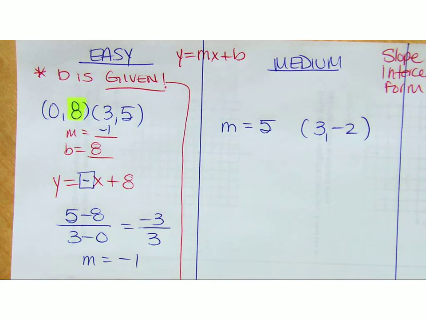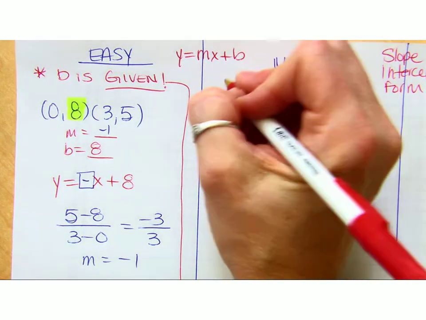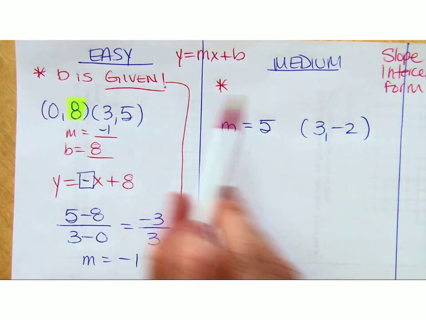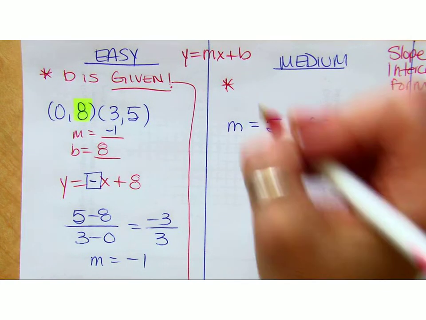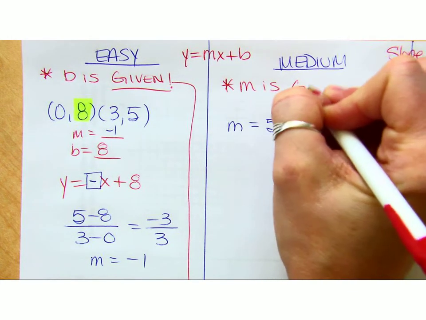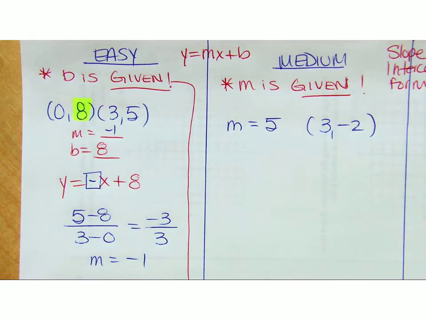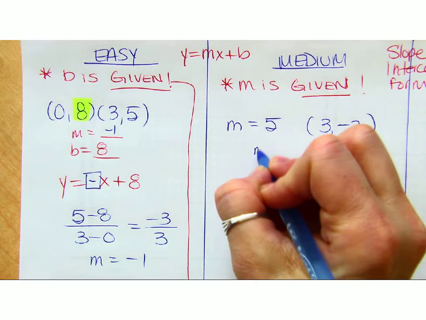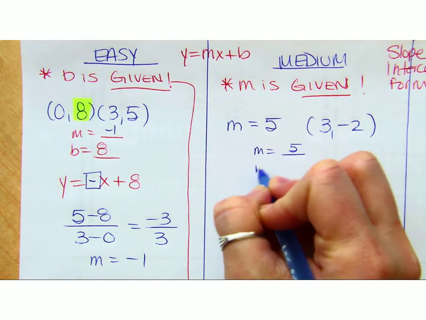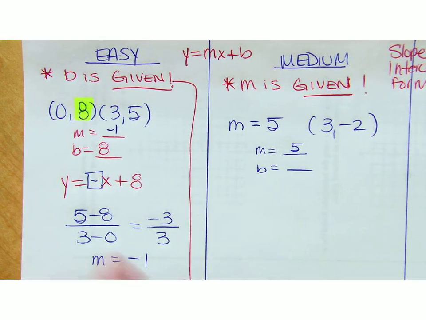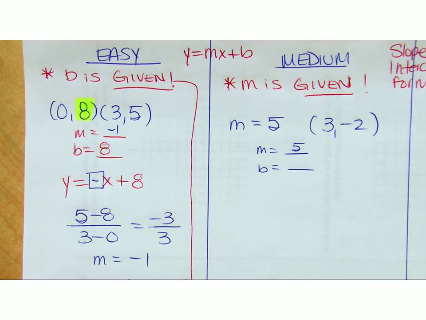If I had a piece of graph paper, I would plot point 3, negative 2, and I'd go up 5 over 1, and I'd have my line. Great. But you don't have graph paper, so you use algebra instead. So what makes this medium? Instead of B being given, M is given. They're telling you, here it is. So at least you know the M, but now you have to find the B, which is the total flip-flop of the easy one, right?